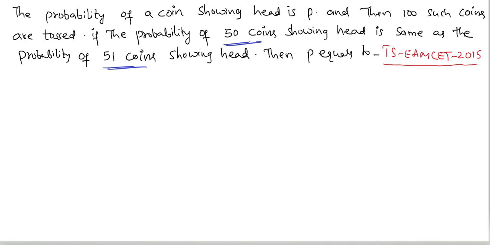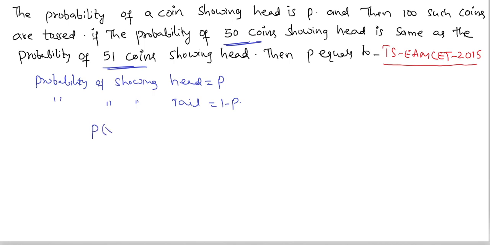It is given that the probability of showing head is P, so the probability of showing tail is 1 minus P. So the probability of showing head is equal to P, and the probability of showing tail is equal to 1 minus P. 100 coins are tossed. The given condition is that P of x equal to 50, that is 50 coins showing head, is the same as 51 coins showing head, that is P of x equal to 51.